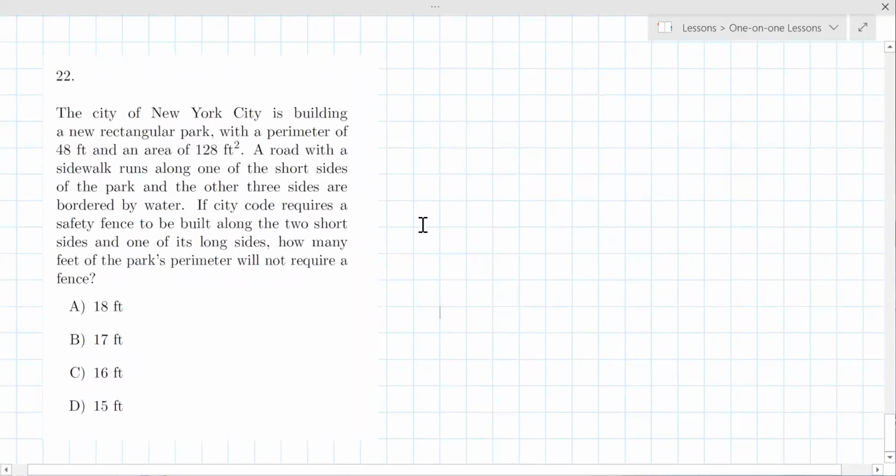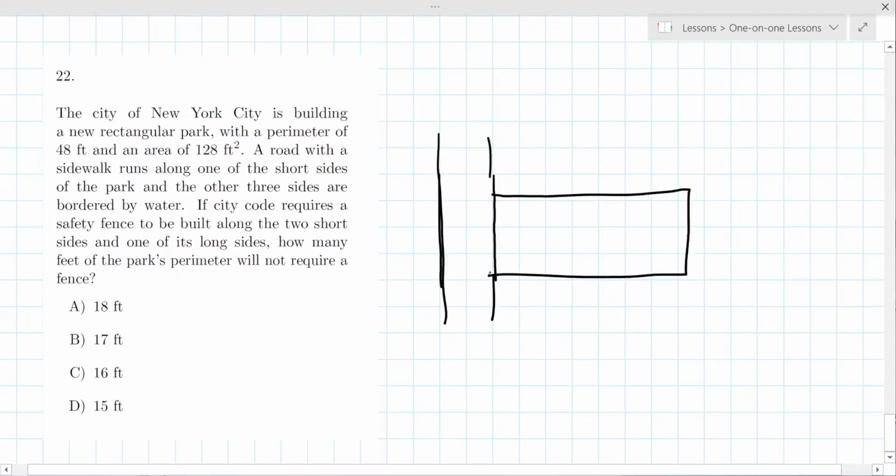Okay, so this is a different question. It says the city of New York is building a new rectangular park with a perimeter of 48 and an area of 128 feet squared. A short road with a sidewalk runs along one of the short sides of the park, so that's kind of the same here. And the other 3 sides are bordered by water again. If city code requires a safety fence to be built along the 2 short sides and one of its long sides, that's the same. How many feet of the park's perimeter will not require a fence? So it's asking for this length here.